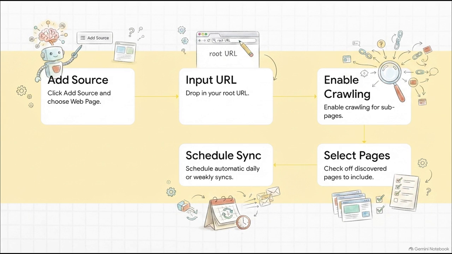Step 1, in your Chatbots Knowledge tab, just click Add Source and choose Web Page. Step 2, drop in your root URL. Step 3, and listen, this is vital, enable crawling for sub-pages. Zapier will magically go out and find all those linked pages. Step 4, simply check off the discovered pages you actually want to include. And Step 5, schedule automatic syncs, whether daily or weekly, so your bot always has the absolute freshest info. Boom, done. Your bot is now a certified genius on your product.